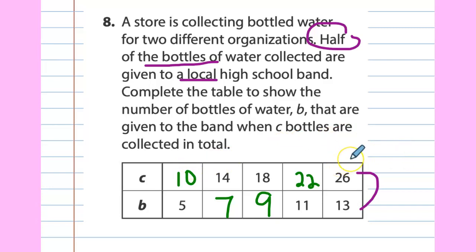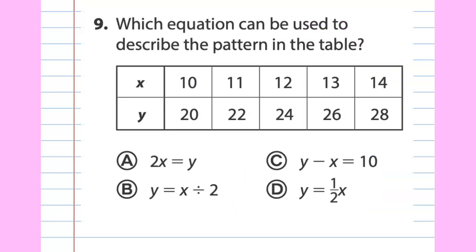So all you have to do is find the relationship between the first column and the second one, or the first row and the second row, the C and the B, or the B and the C. But it tells you right away in the problem. Okay? All right, question number 9. Which equation can be used to describe the pattern in the table? These are the equations given. There are different ways you could do this. You could substitute the value, like for example, put in the value of x and then see if it becomes y. So 2 times 10 is 20, and that becomes y.